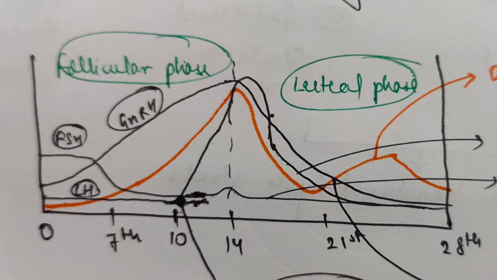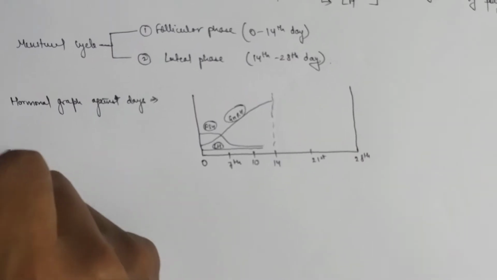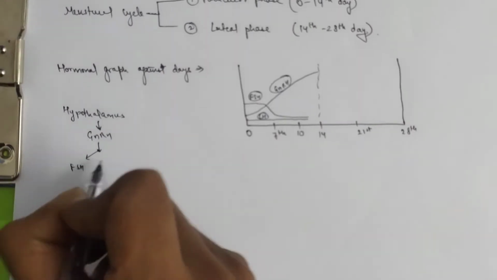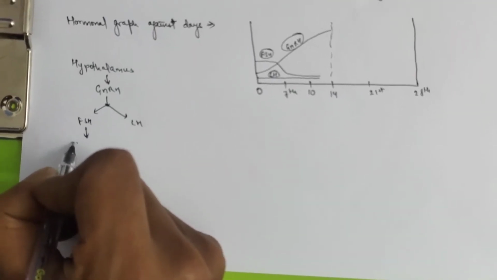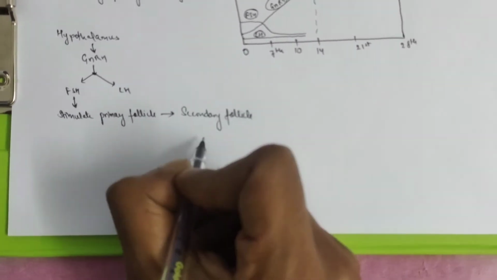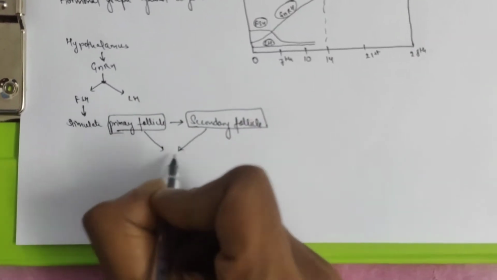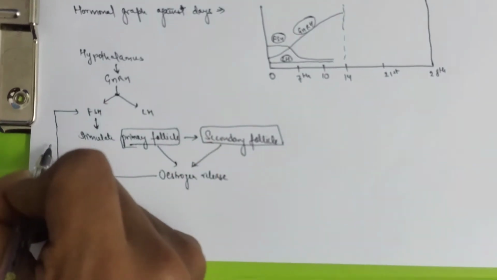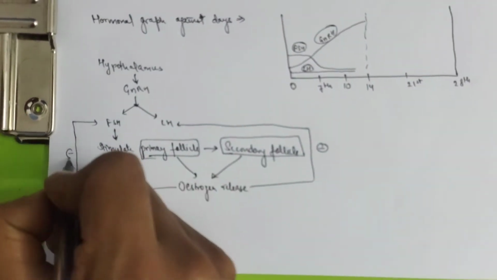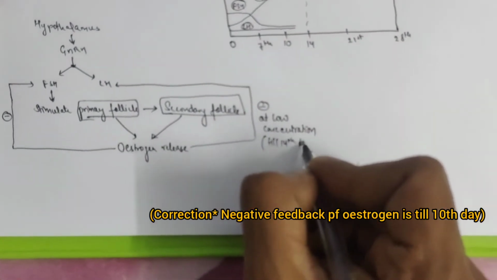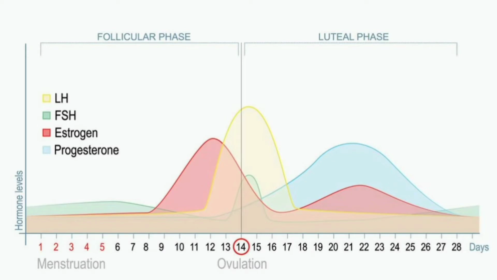Before the 14th day we call it the follicular phase, and after the 14th day we call it the luteal phase. In the follicular phase, as I told you earlier, the hypothalamus releases gonadotropin releasing hormone, which stimulates the anterior pituitary gland to release FSH and LH. The FSH stimulates the primary follicles in the ovary and converts them into secondary follicles. As the primary follicles mature into secondary follicles, they release estrogen. As the estrogen level rises, estrogen has a negative feedback effect on the luteinizing hormone in low concentrations.